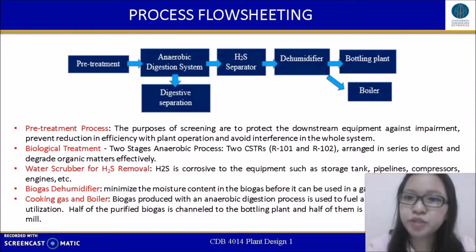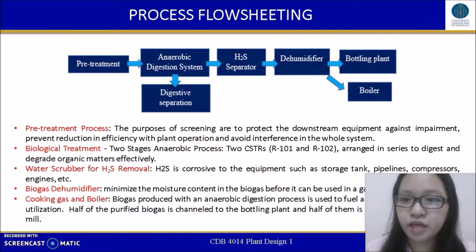The pre-treatment process refers to the screening process to protect the downstream equipment against impairment, prevent reductions in efficiency with plant operations, and avoid interference in the whole system. For the biological treatment, 2 anaerobic digesters are arranged in series to digest and degrade the organic matter effectively. For H2S separation, a water scrubber is used to remove the corrosive H2S. The biogas dehumidifier aims to minimize the moisture content in the biogas before it can be used in gas engines.